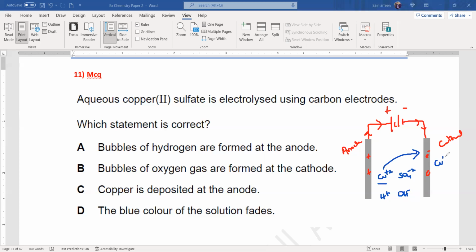When these copper ions are attracted towards the cathode, copper ions gain electrons and turn into copper atoms. So copper sticks to the cathode, or copper is deposited, or a metal or solid is deposited at the cathode.